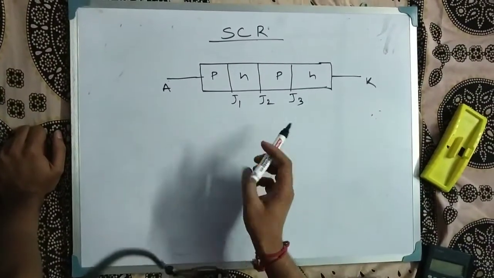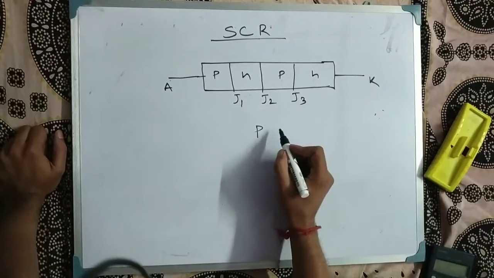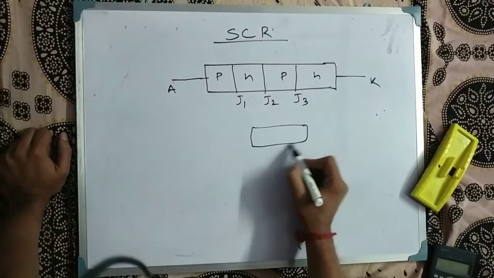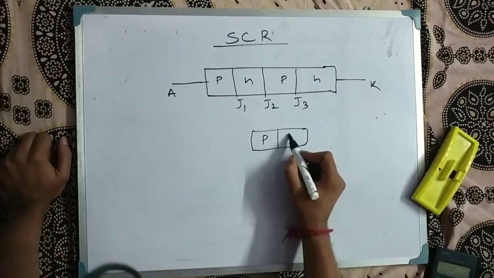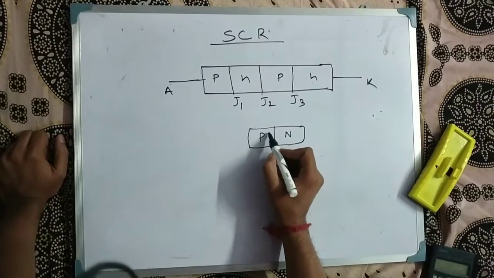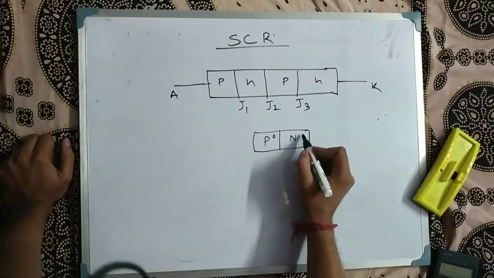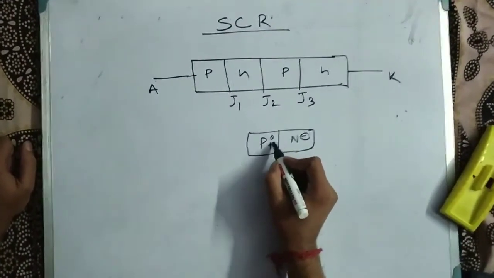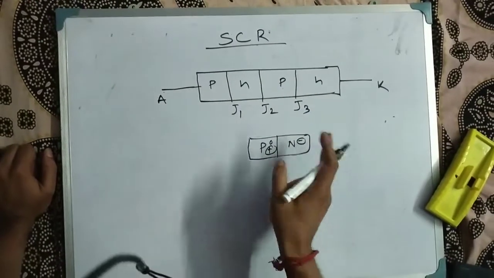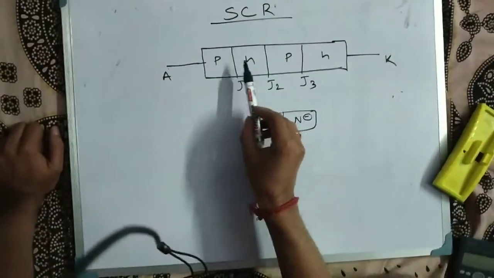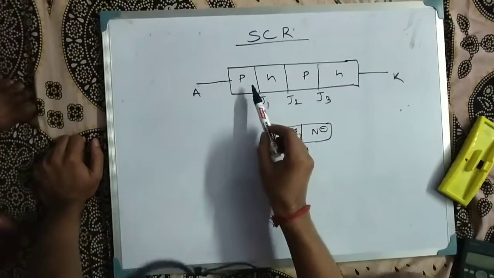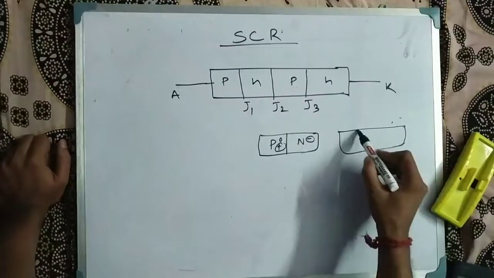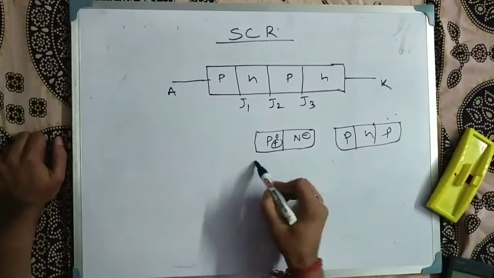Earlier we all have studied the PN junction diode. We studied that there are 2 layers, P and N. In P, as we all know, the majority carrier is hole, and N has the majority carrier electron. This is positive and this is negative. Similarly, this has P and N, 4 layers, 3 junctions, and we also studied the transistor, PNP or NPN transistor.